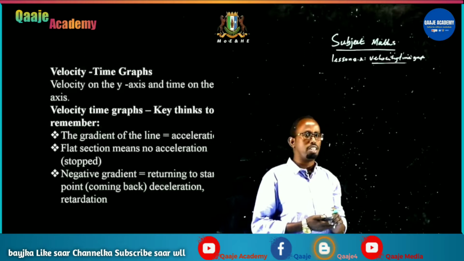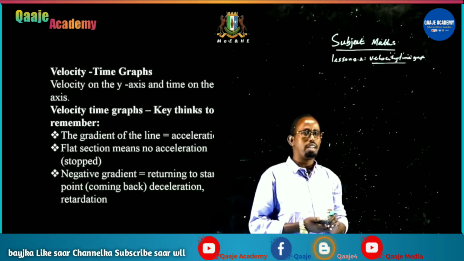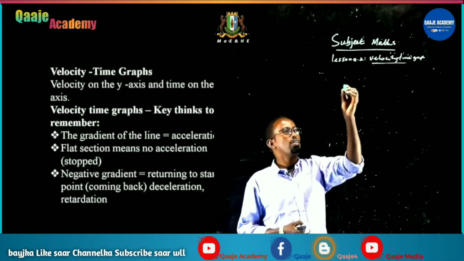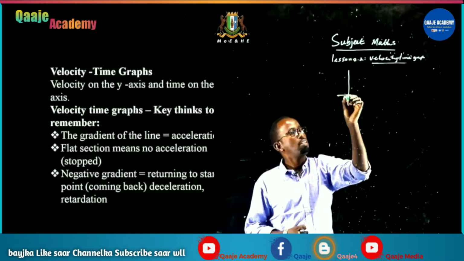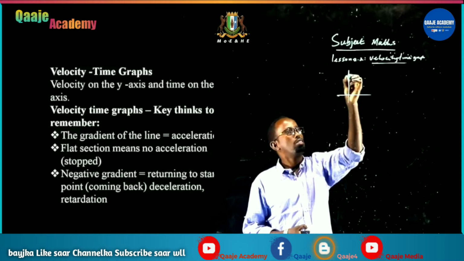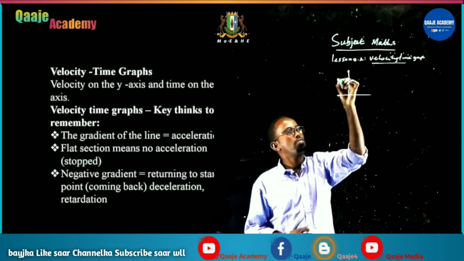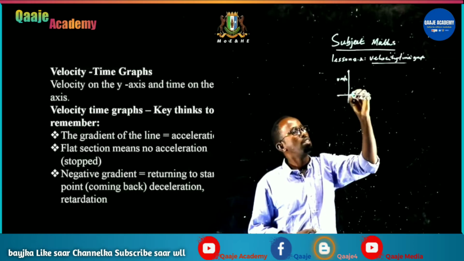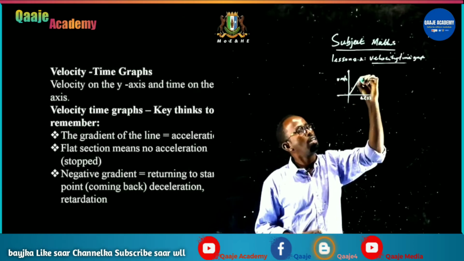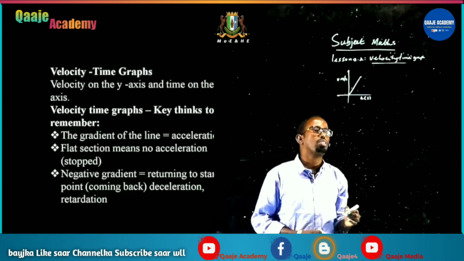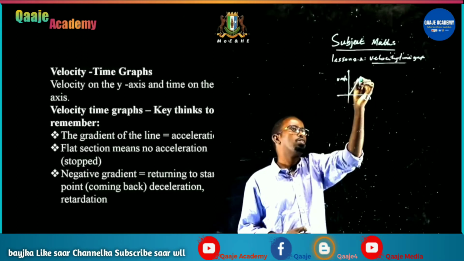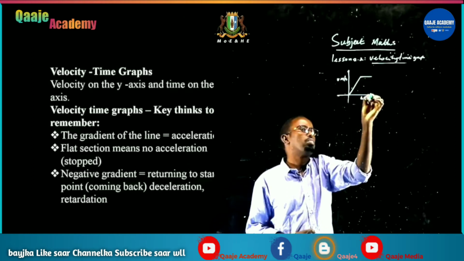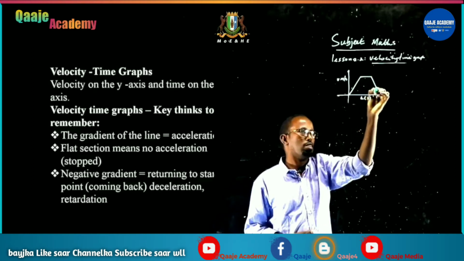Velocity time graph, key things to remember. The gradient of the line is equal to the acceleration. The flat section, this is what I mean. So this is velocity, v meters per second. This is time, seconds. Let's say a car moves constant speed, and then that is rest, and then this is return.